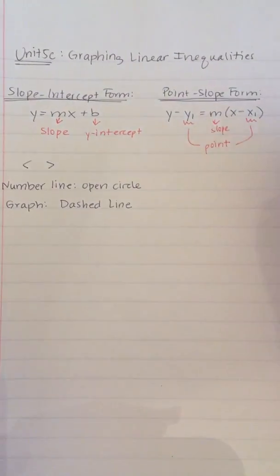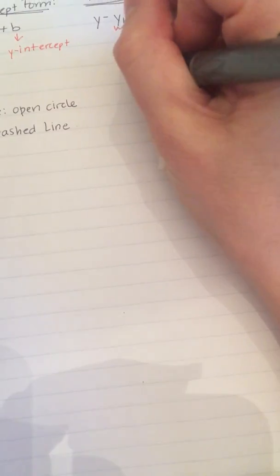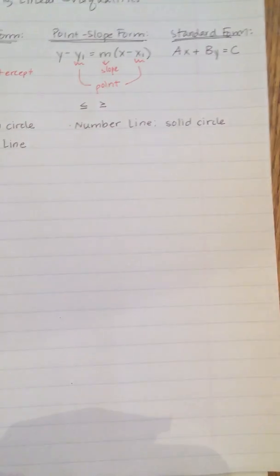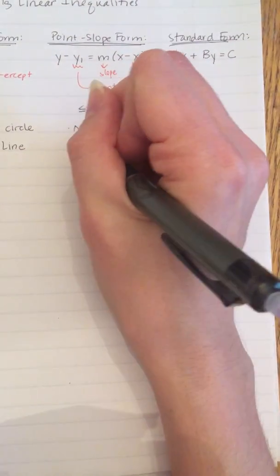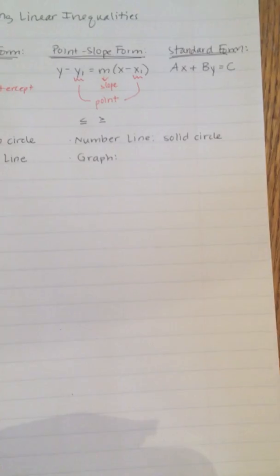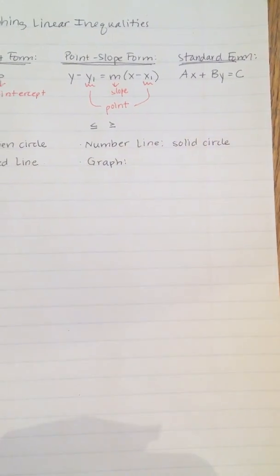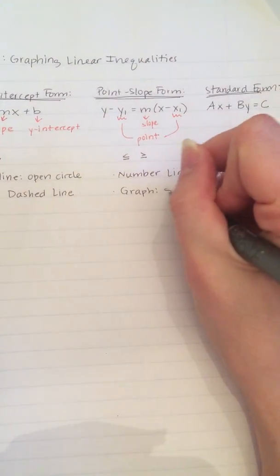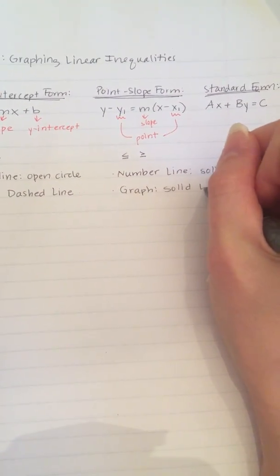So then over here, I'm just going to write the opposite. Let's say I have less than or equal to or greater than or equal to. We know that on a number line, when we draw our circles, this would be a closed or a solid circle. So today when we graph our lines on a coordinate plane, we're going to either have dashed lines or solid lines. So if this one's the dashed line, just like the circle here, this is going to be a solid line.